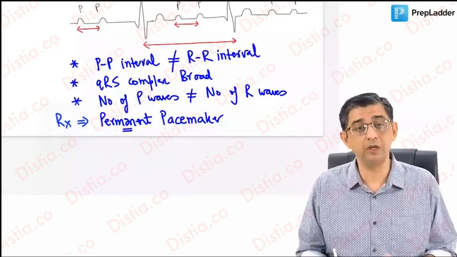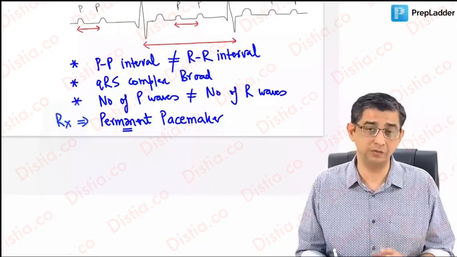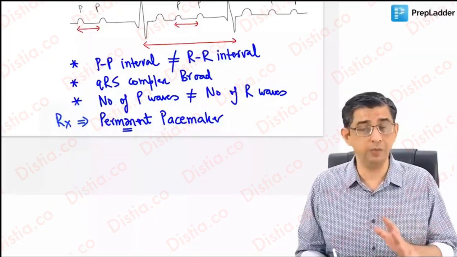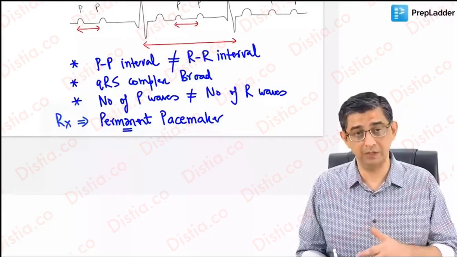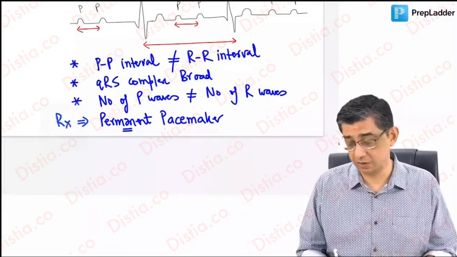In Mobitz 1 heart block, again, there is usually no need for any kind of pacing because it's a gradual increase. Therefore, the increased PR interval causes a bradycardia, but the patient and the heart usually become used to it. It is only in Mobitz 2 heart block that treatment is required, which will be discussed subsequently. And in third degree heart block, a permanent pacemaker is required.